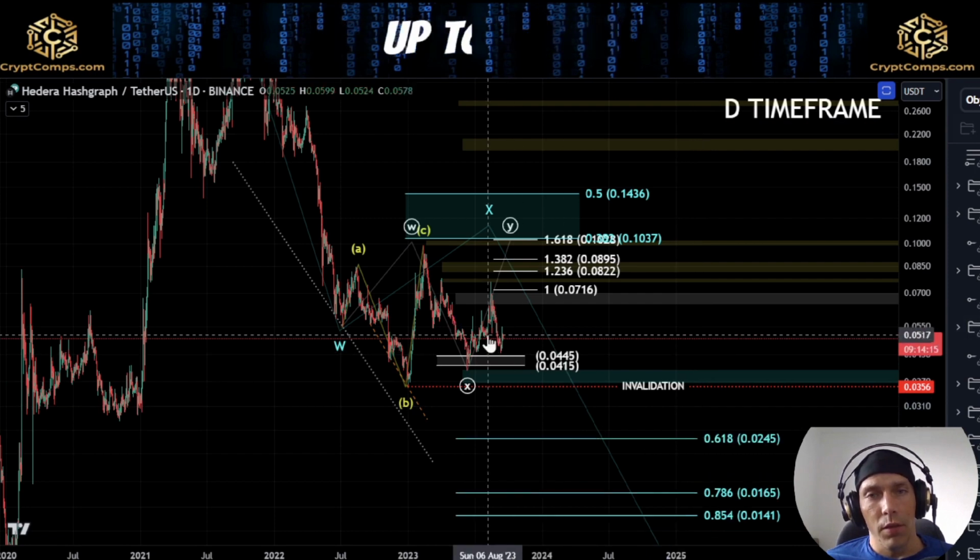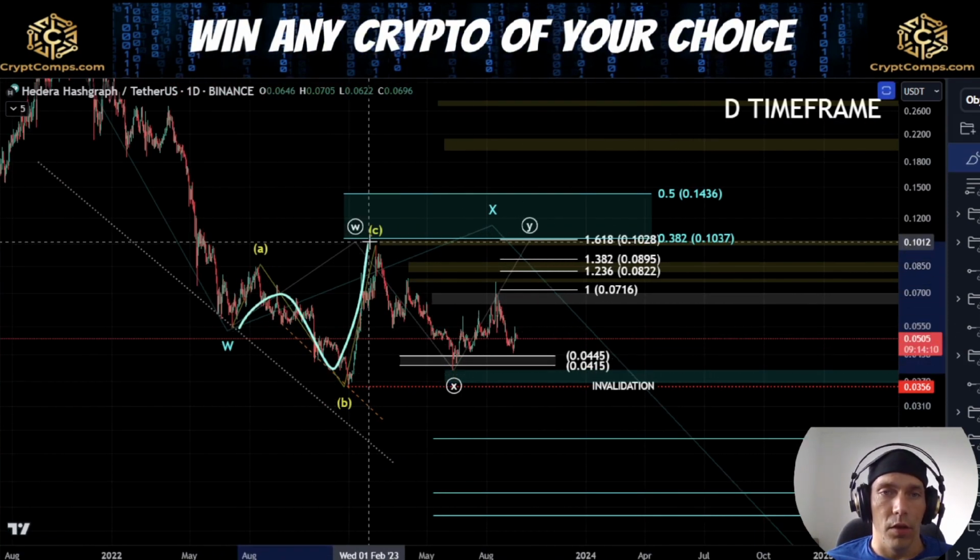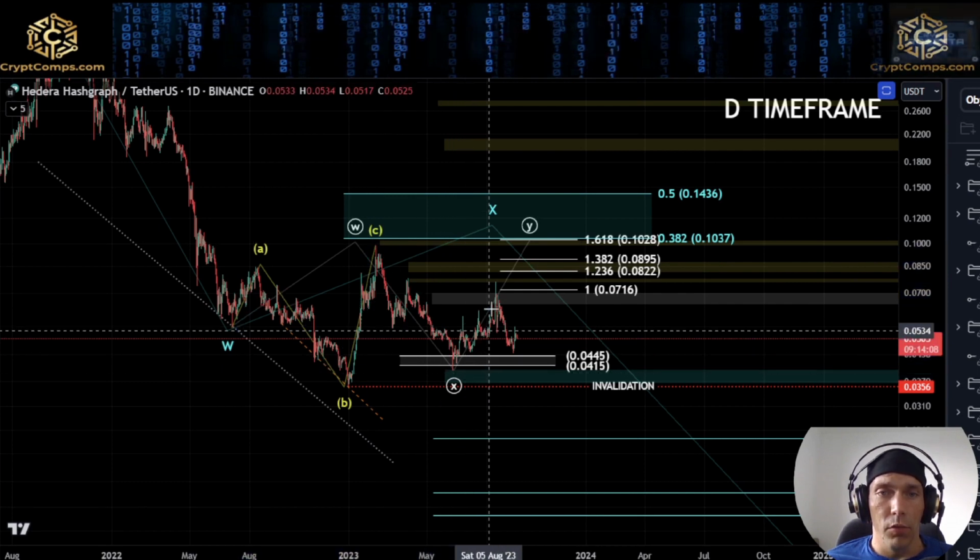Because of that fact, we need to be a little bit careful. The problem that I have with this is that if this is a W wave and this is an X wave, this would be very short.